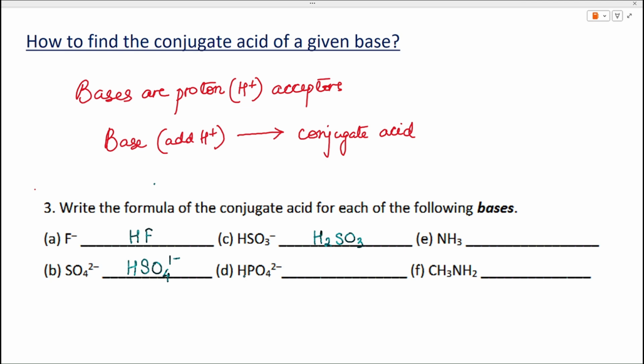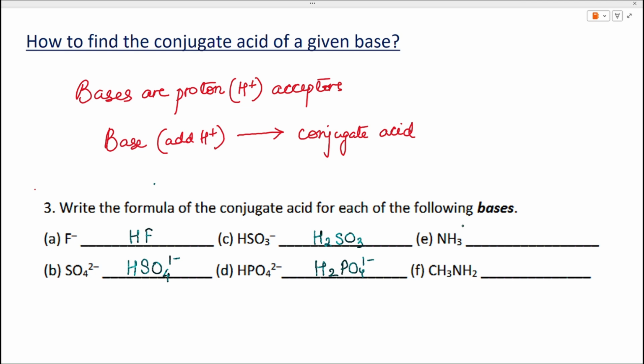For HPO4 with a 2 negative, adding H positive will lead to H2PO4, and adding 1 positive to the 2 negative makes it 1 negative. So this is the conjugate acid formed.